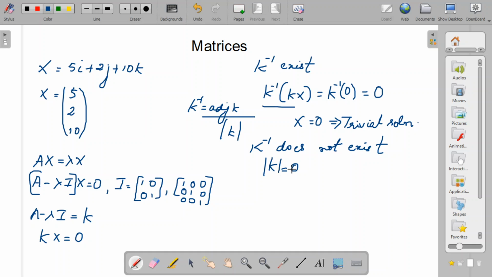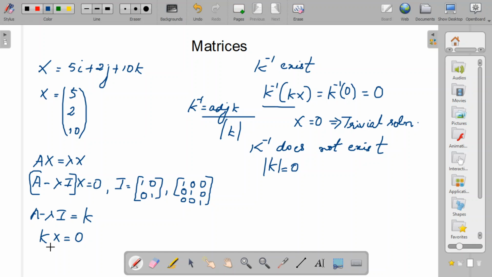So in that case, if determinant K is equal to 0, then we can say that K inverse does not exist. If that is the case, then K inverse cannot exist. So this solution cannot exist. We can say that then X will have some other solution. That is, if K inverse does not exist, we can say that X cannot be equal to 0. So that means X will have a value other than 0.